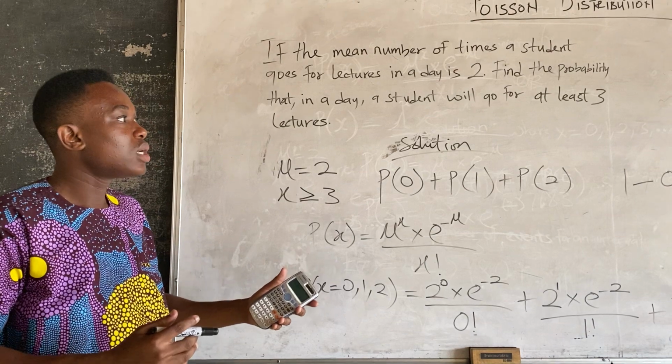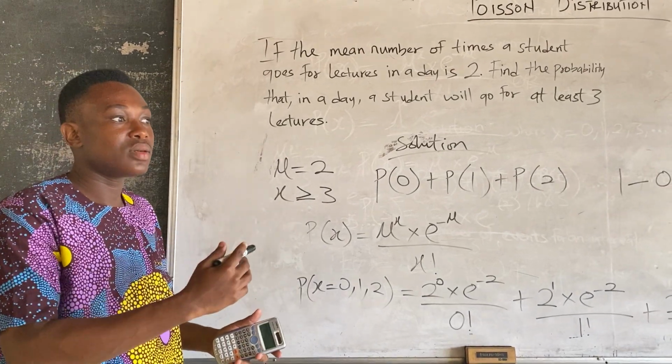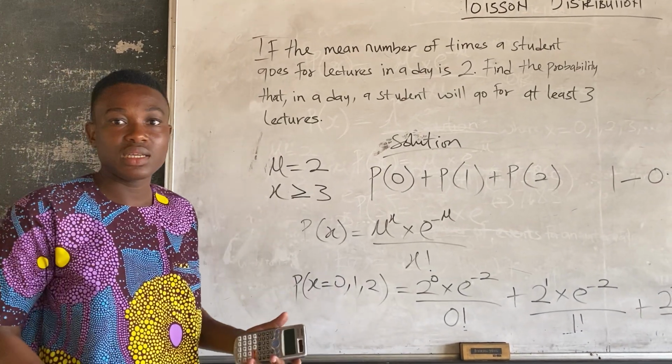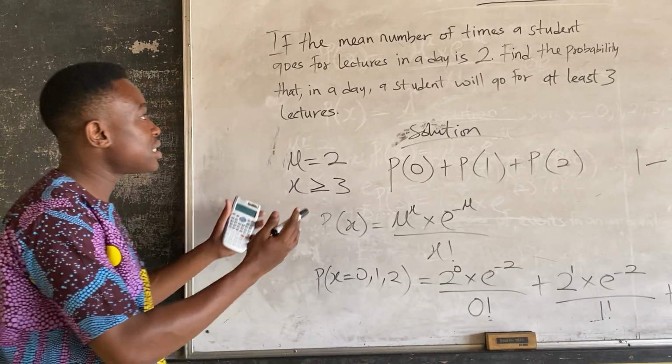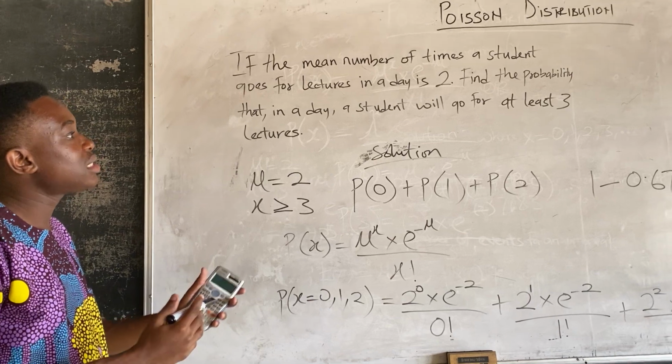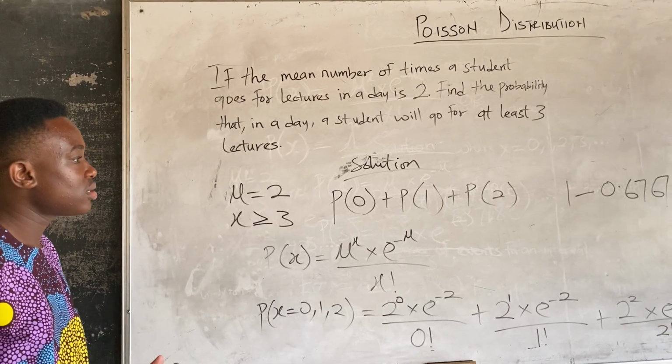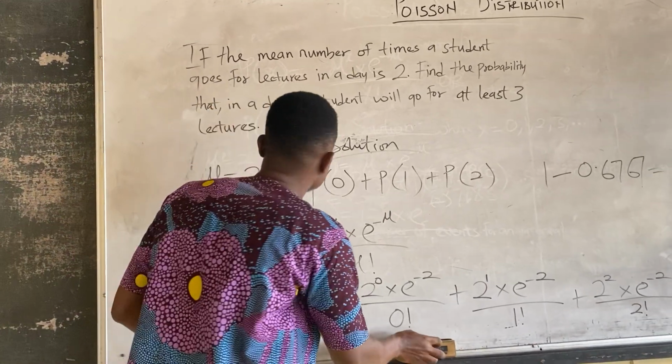So for example, if this question had said more than 3 lectures in a day, it is the same as at least 3 lectures in a day. So that is it for at least and more than questions. Now let's take another example.